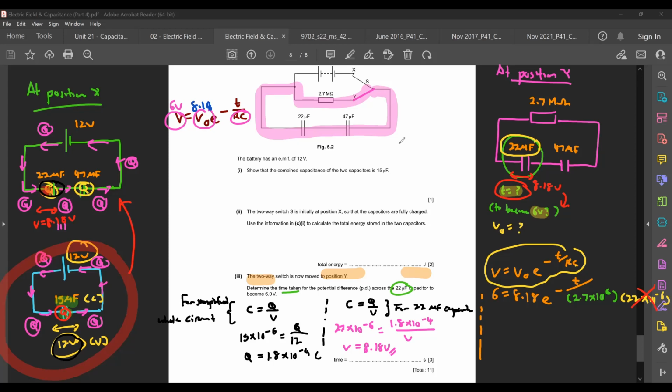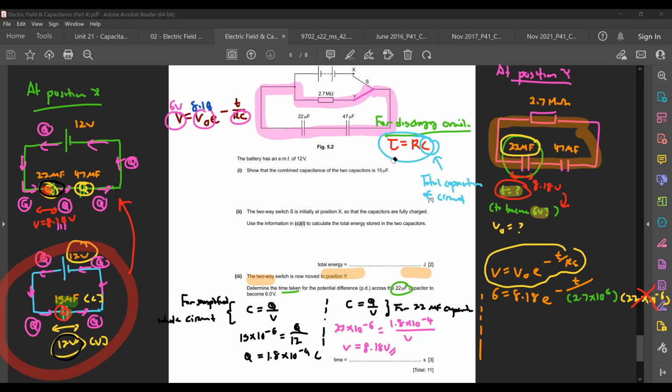Okay, when you're talking about your time constant, tau equals RC, this one is actually for the discharging circuit. Your discharging circuit is actually this entire thing. So when you're talking about your C, it should be for the total capacitance of your circuit, because tau equals RC is applied for your discharging circuit as a whole, not for a single capacitor itself.